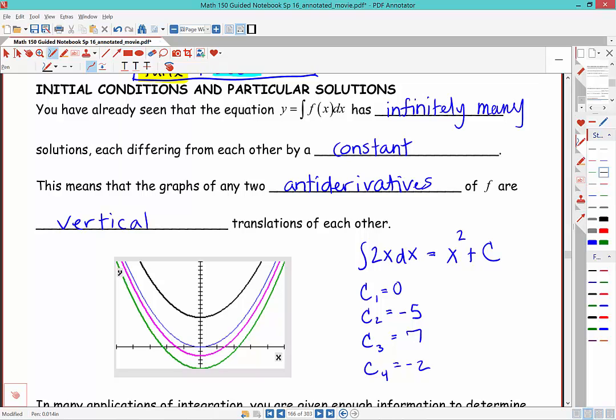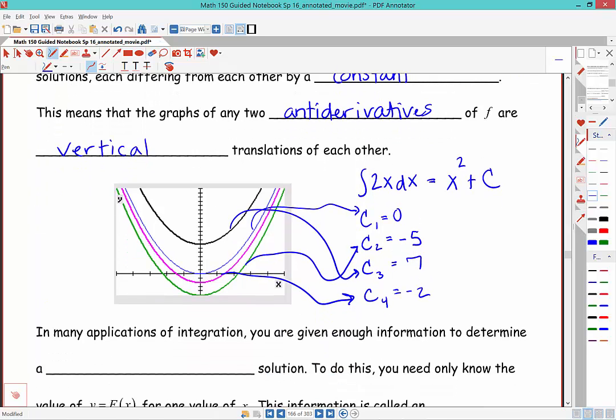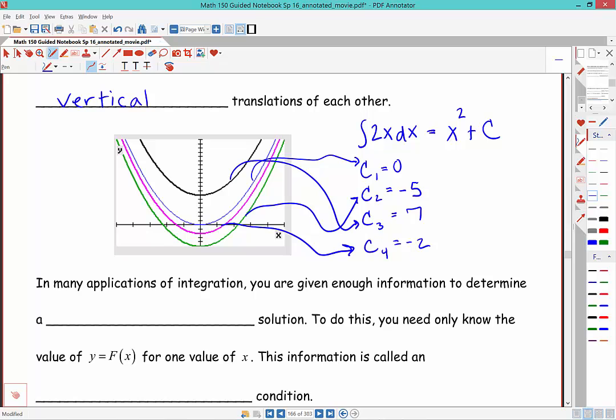So this one, the first one, is the blue graph, right here, when C1 is 0. And then the green graph was that guy. The black graph was this one, and then the pink graph was that guy. So anyway, you've got this family of antiderivatives.